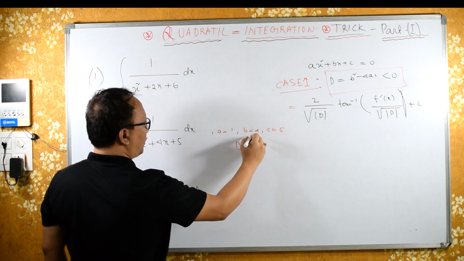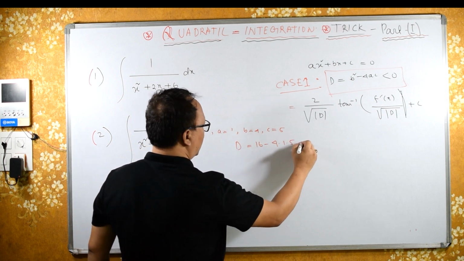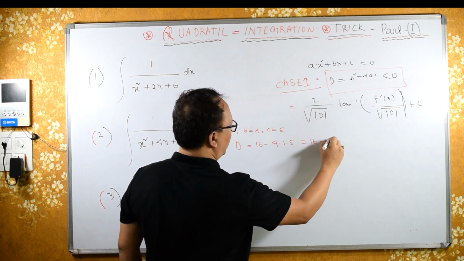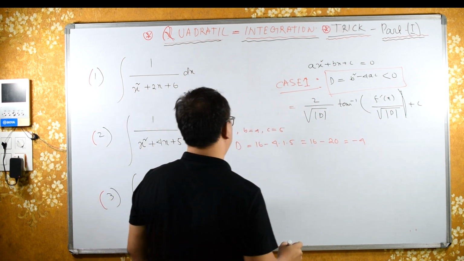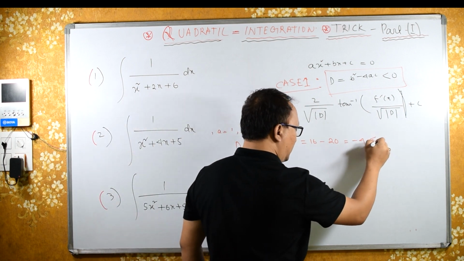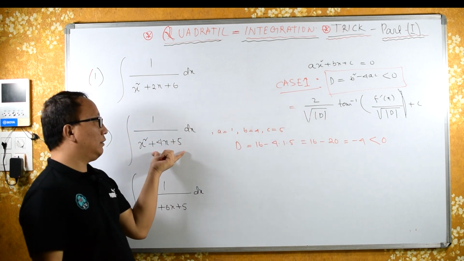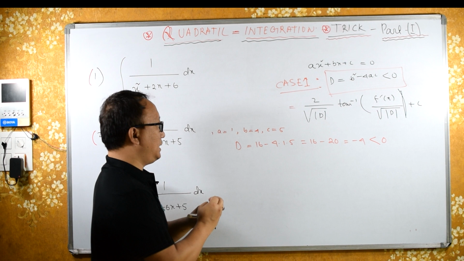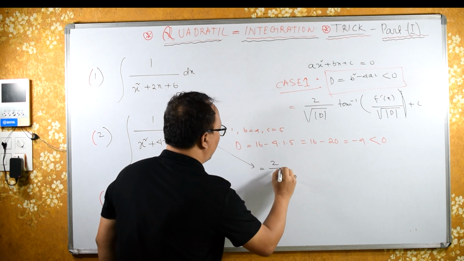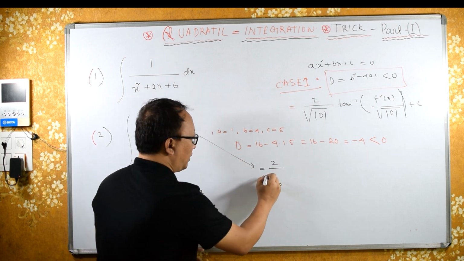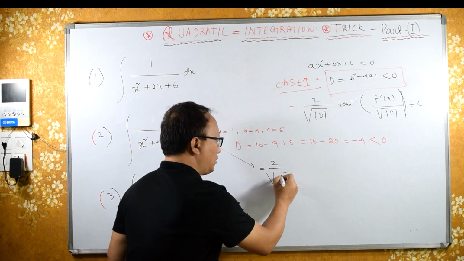Discriminant is b square, 4 square is 16, minus 4ac. Here this is 16 minus 20, which is minus 4. Since minus 4 is less than 0, we can apply this formula for this particular integration. The integration of this equals 2 upon square root of mod of D. Mod of D is square root of 4.